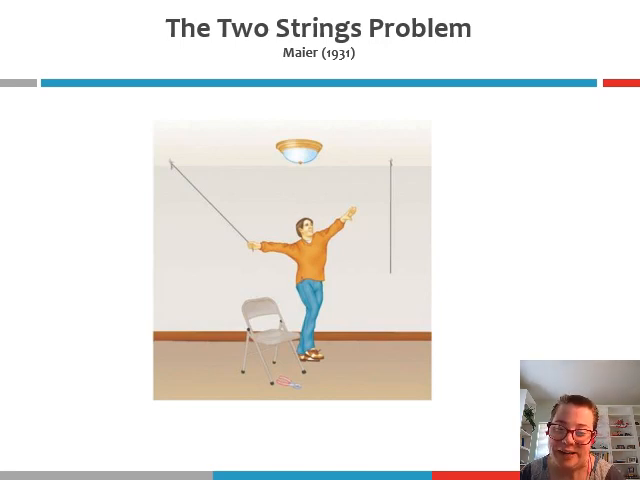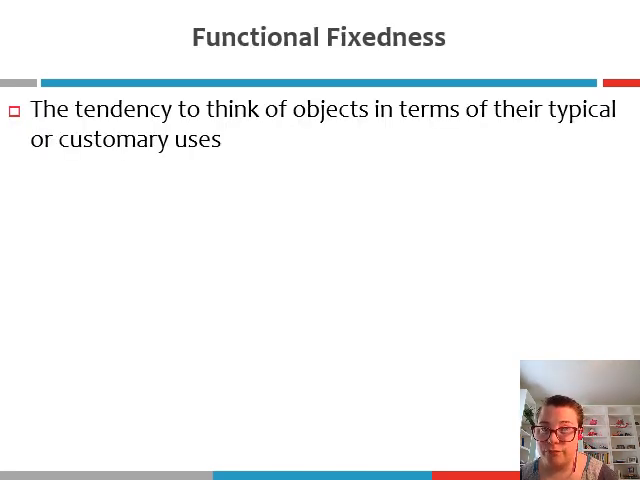So what does this mean? What do the candle problem and the two strings problem have in common, and why are they interesting to psychologists? Well, the reason is because they both illustrate something called functional fixedness. Functional fixedness is the tendency to think about objects in terms of their typical or customary uses.